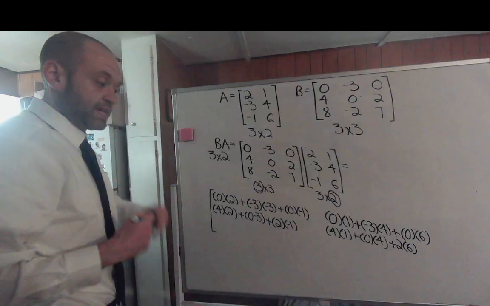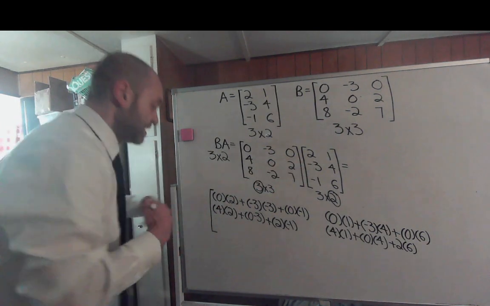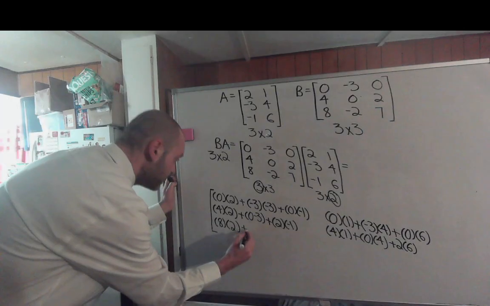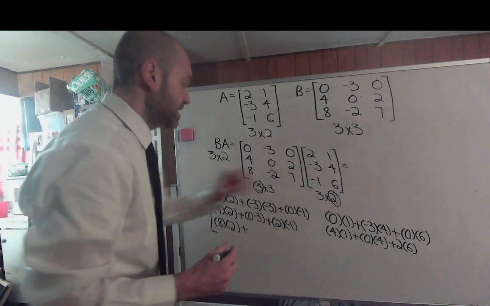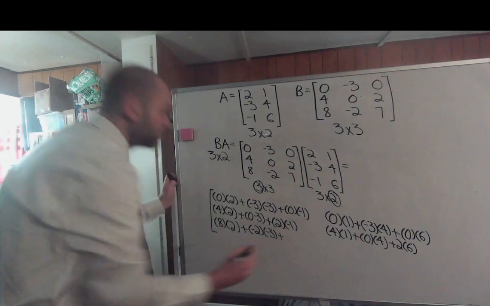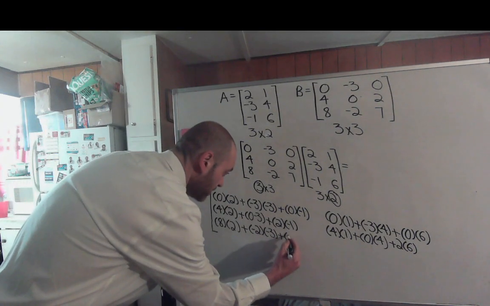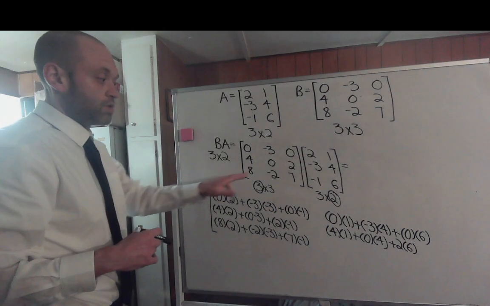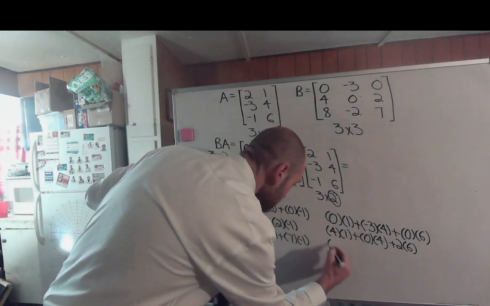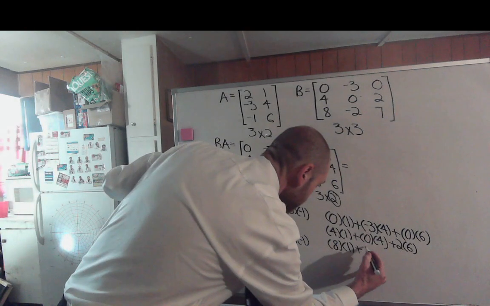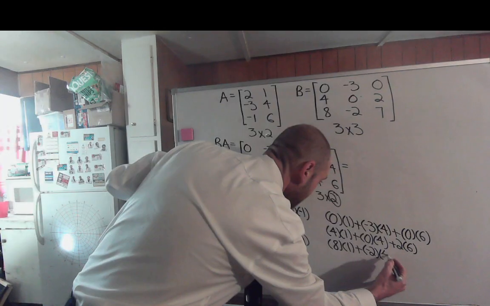Then now we need to get our final row. So take that 8 times that 2, plus take that negative 2 times that negative 3, plus take that 7 times that negative 1. Alright, now we need to get the final number of the third row, so take the 8 times the 1, plus take the negative 2 times 4, plus take the 7 times 6.